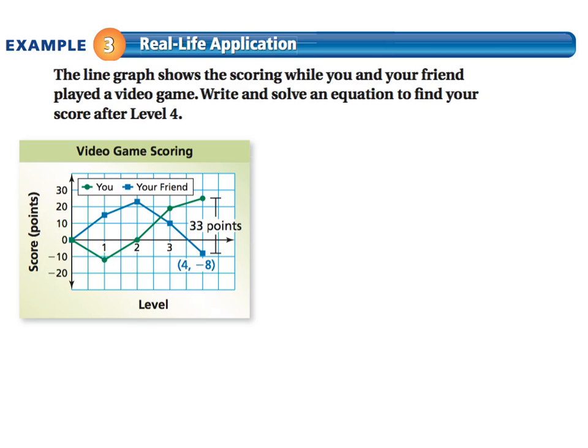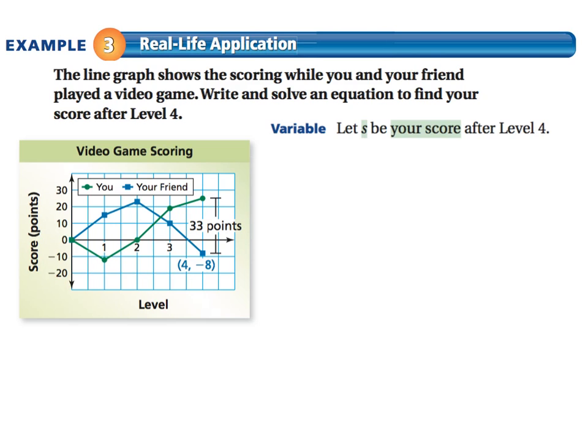So here's how I look at it. What do you know about your friend's score? Your friend's score is 33 points less than yours. Now this is only one way to do it. You can do this different ways.